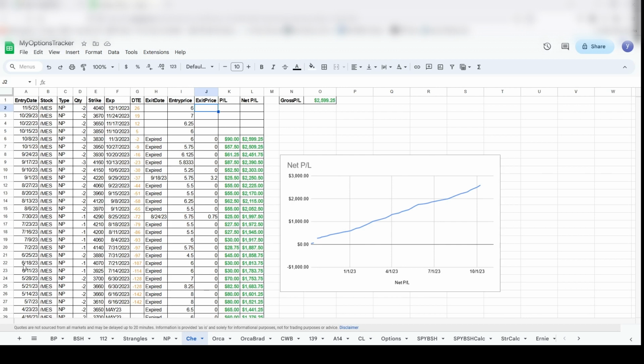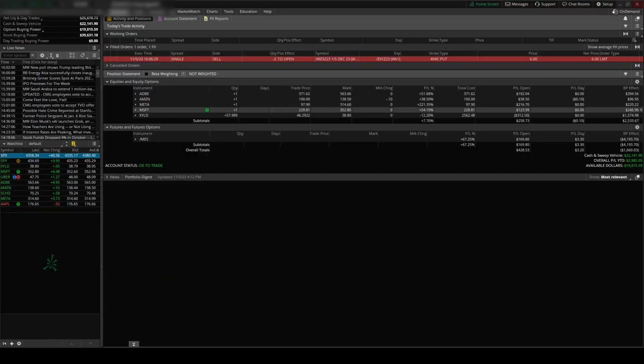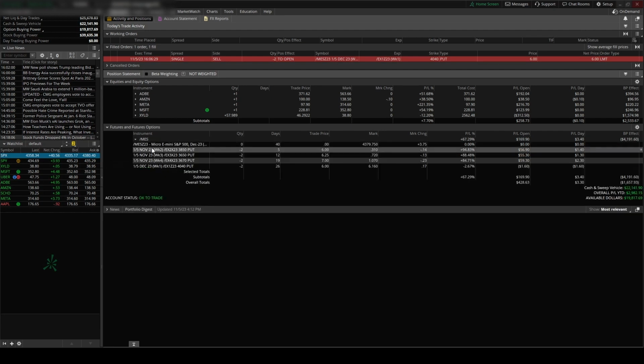So I'll just show quickly the Thinkorswim trading platform. I'll switch to that here. Okay, so I already made the trade today. This is your MES contracts, and this is the trade I made today. This expires in 26 days with a two quantity at a strike price of 40.40.